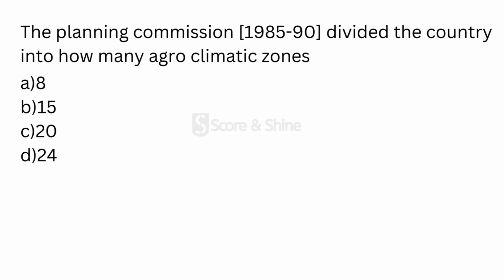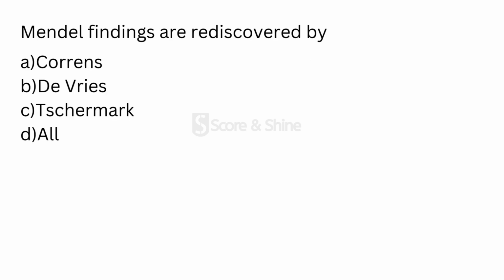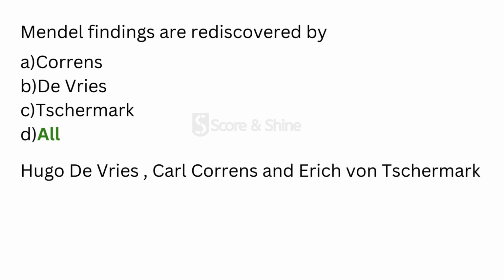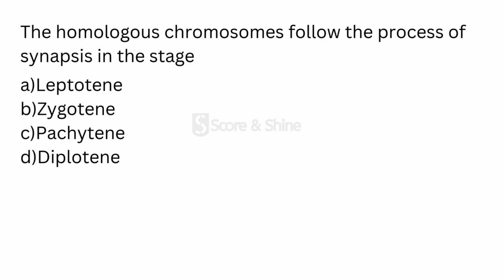And next, the Planning Commission divided the country into how many agroclimatic zones? So the answer is 15. And next, Mendel's findings were rediscovered by. The answer is all. All three persons, Hugo de Vries, Karl Correns, and Erich von Tschermak, rediscovered Mendel's findings. And next, the homologous chromosomes follow the process of synapsis in the stage. So the answer is zygote. Synapsis is the pairing between homologous chromosomes.